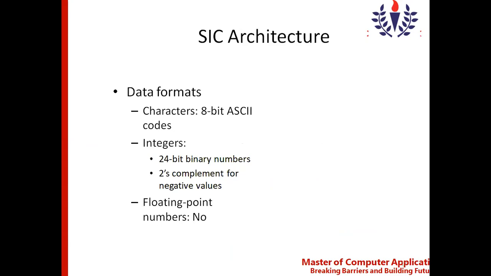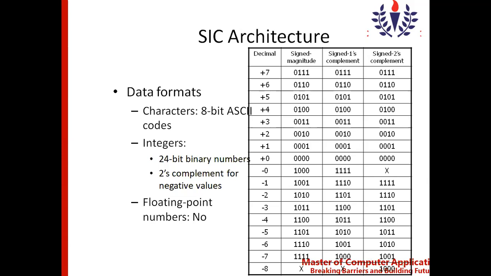Coming to the next feature, that is the data format. We have 2 types of data we use in SIC. One is characters and another one is integers. For characters, the storage is 8-bit ASCII code, and integers use 24-bit binary numbers. It can have positive and negatives. If it is a negative value, then the 2's complement representation can be used for representing negative values. There are no floating point numbers in the SIC machine. In order to get the 2's complement value for the negative numbers, it is shown in the table.